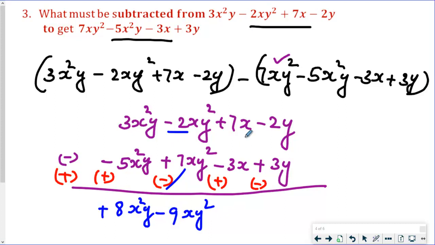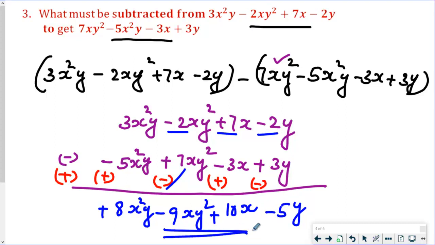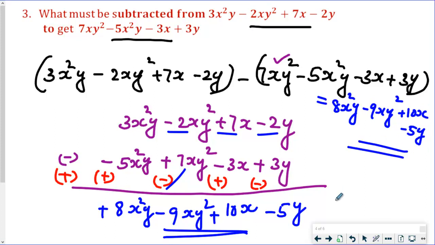Symbol is minus. Now next term 7x and 3x, write the variable. Now here plus 7 and plus 3, again same symbol, so 7 plus 3 is 10. The symbol is plus. Now the last term, you have to write the variable y. Then here minus 2 and minus 3, so our answer is minus 5. That is our answer. If you subtract these two, our answer is 8x²y − 9xy² + 10x − 5y.